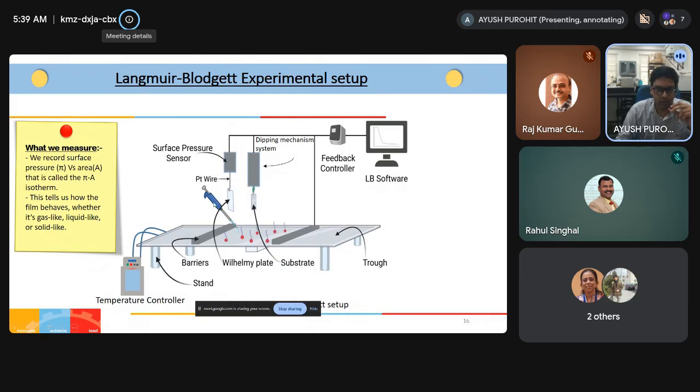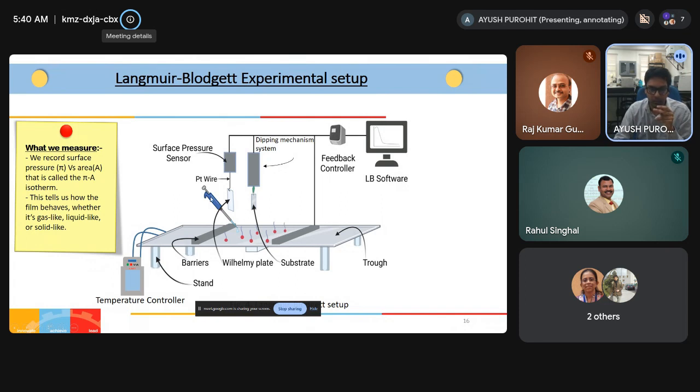So we measure surface pressure with the help of this Wilhelmy plate. The Wilhelmy plate is made of filter paper that is 2 by 1 centimeter in size, and we hang this Wilhelmy plate on the platinum wire. This platinum wire is attached to the surface pressure sensor, and this whole setup is attached to the feedback controller and to the LB software. And then by using the software, we can adjust this barrier for compression and expansion of the molecules that we spread on top of this air-water trough.